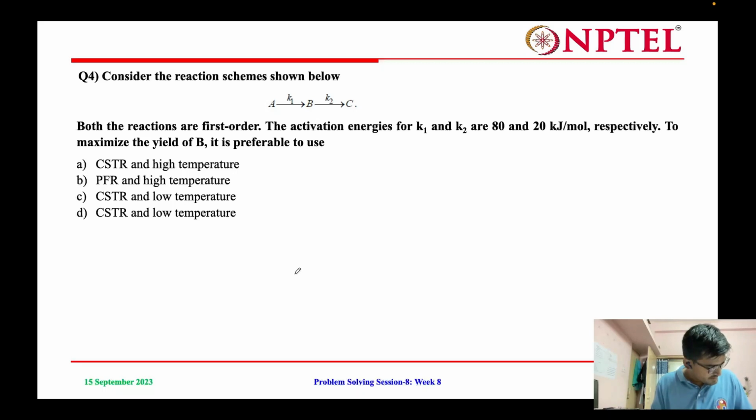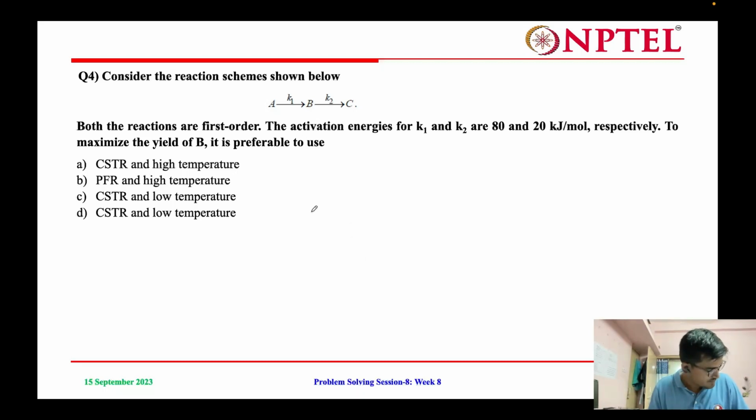So for a series reaction, PFR is usually preferred over the CSTR. We know that PFR always requires a smaller time than the CSTR to achieve the maximum concentration of B.